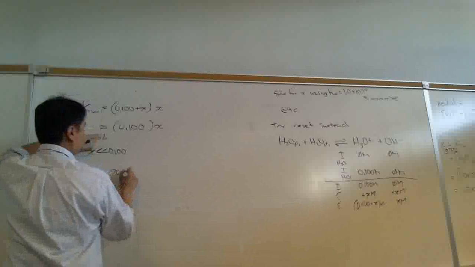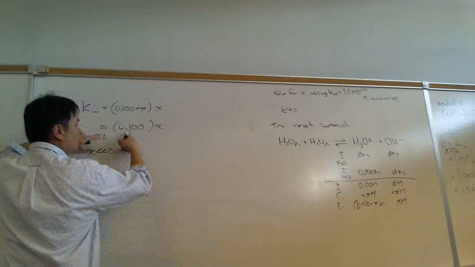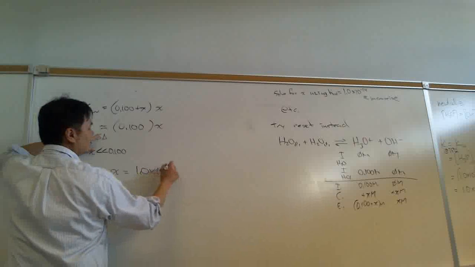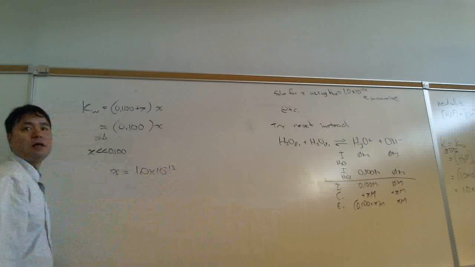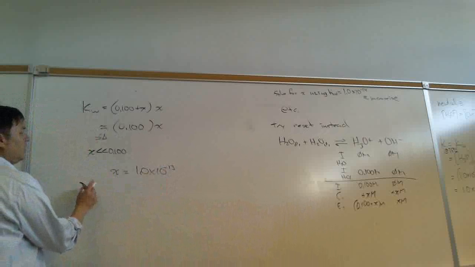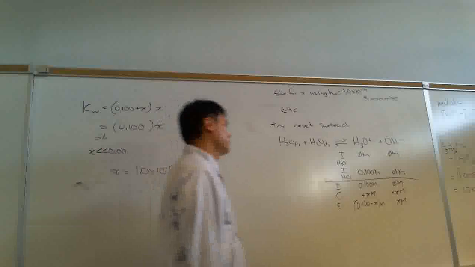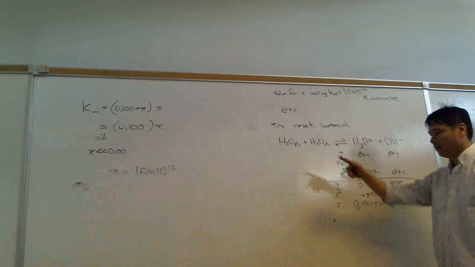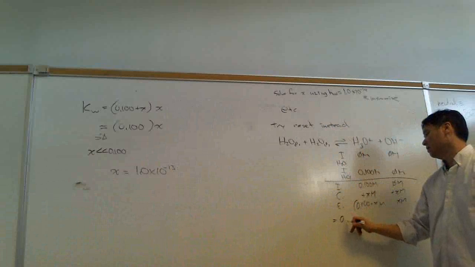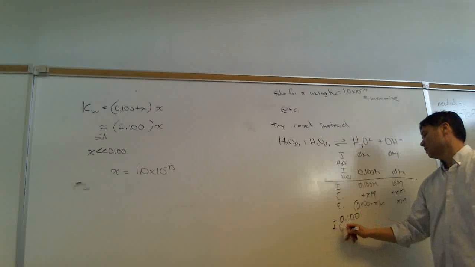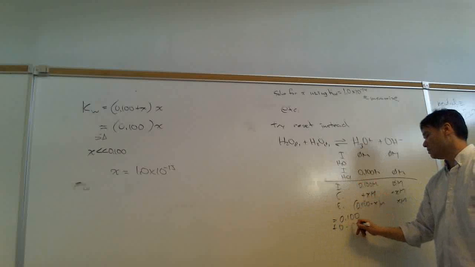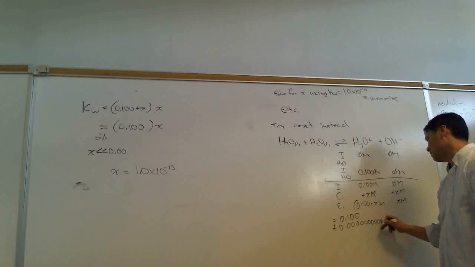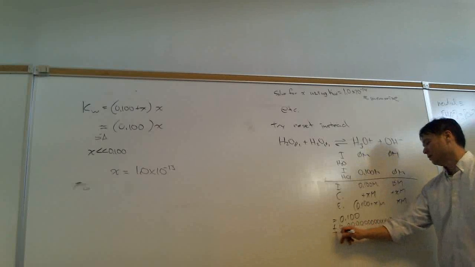And so let's take a look. X is going to equal, this is 10 to the minus 1. So this is 1.0 times 10 to the minus 13. Okay, then we do our double check. Actually, let's go ahead and calculate our concentration. So this is going to be 0.100 plus 1.0 times 10 to the minus 13. And so 0.100 plus, okay, 10 to the minus 13, I'm going to need 12 zeros. So 1, 2, 3, 4, 5, 6, 7, 8, 9, 10, 11, 12, and then a 1, 0.